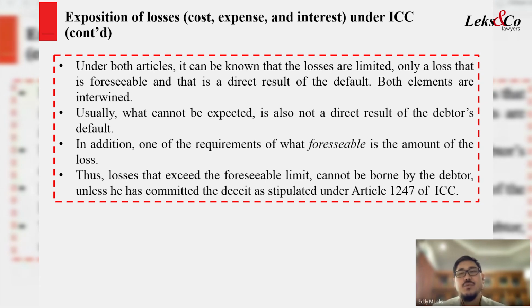Both elements are intertwined, saling terkait, ya. Satu harus bisa diprediksi, satu adalah akibat langsung. Usually, what cannot be expected is also not a direct result. Ya. Apa yang tidak bisa diprediksi, itu juga umumnya bukanlah akibat langsung jadinya. In addition, one of the requirements of what is foreseeable is the amount of the loss. Thus, losses that exceed the foreseeable limit cannot be borne by the debtor unless he has committed deceit, as stipulated under Article 1247.